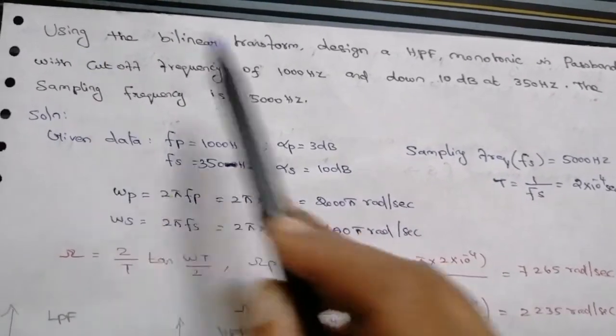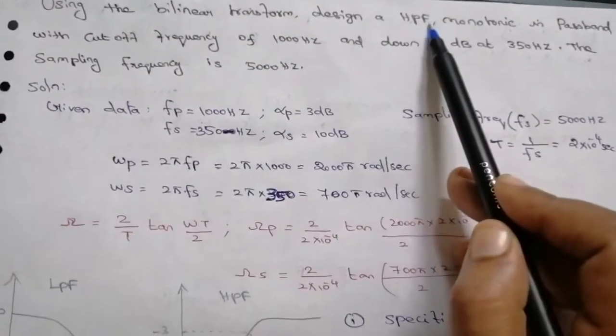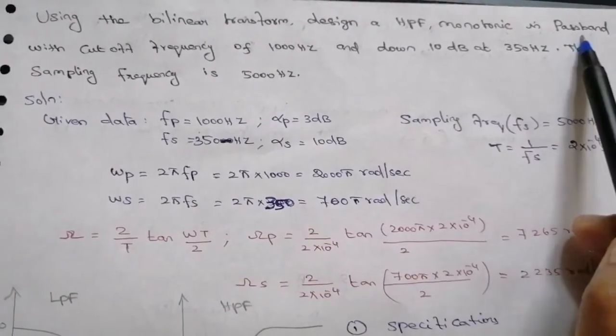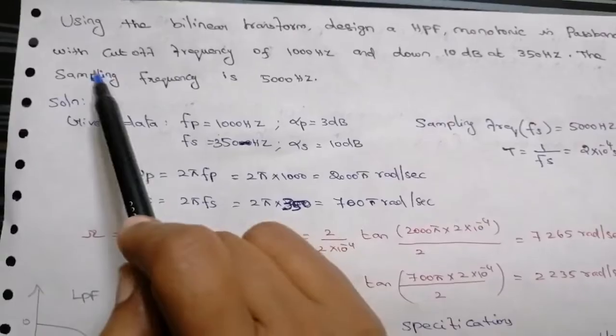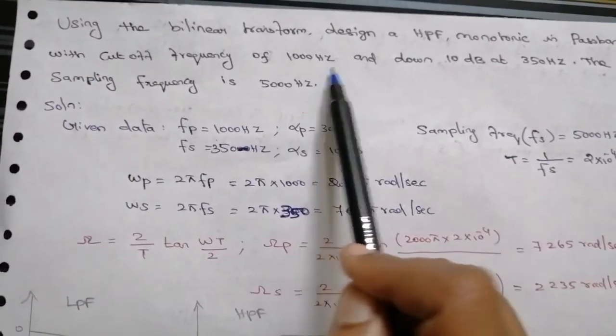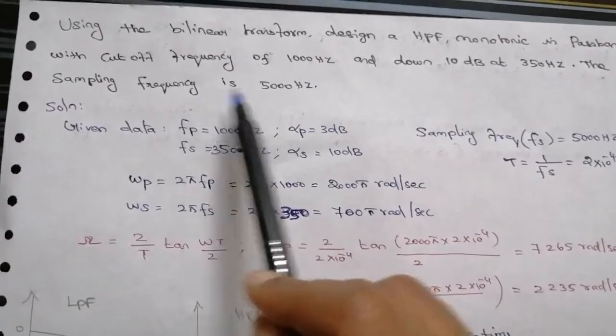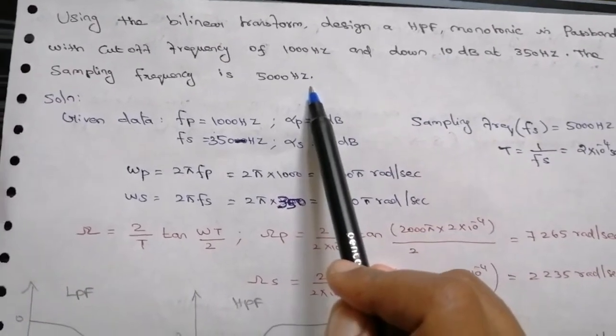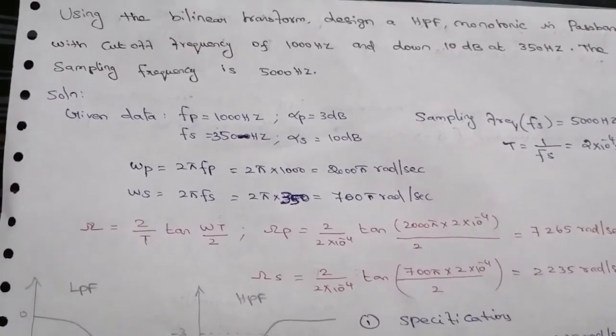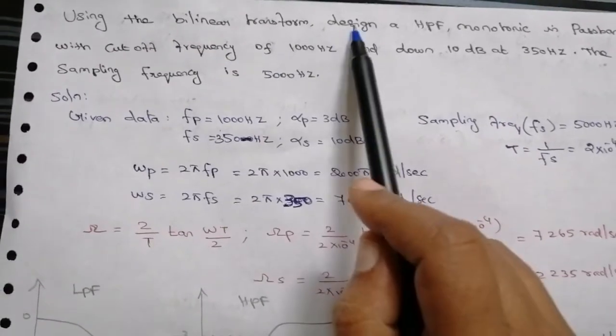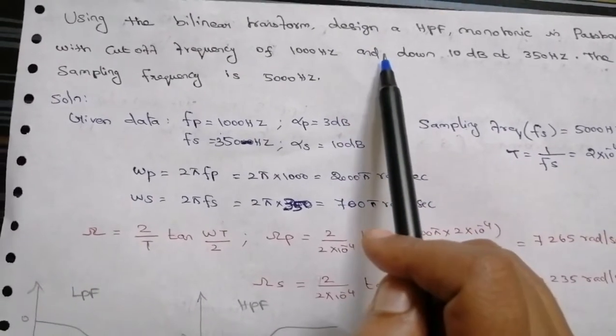The question is: using the bilinear transform, design a high pass filter, monotonic in the pass band, 3 dB with cutoff frequency of 1000 Hz and 10 dB at 350 Hz. The sampling frequency is 5000 Hz. Before solving, you must read the question 2 to 3 times repeatedly, right?